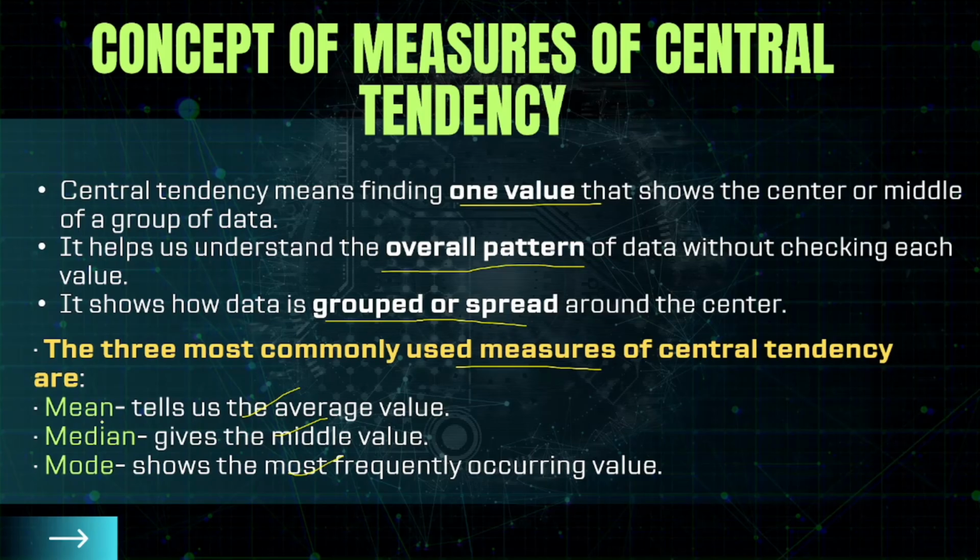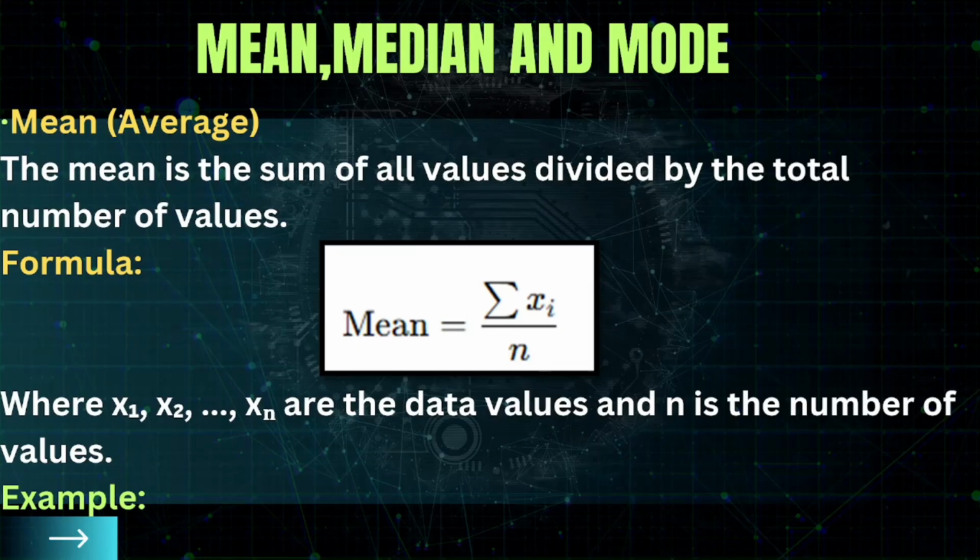So what is the meaning of mean? It tells us the average value. Median gives the middle value, and mode shows the most frequently occurring value. So these are the terms you have to remember now. And what is the meaning of mean? As we discussed, the mean is the sum of all values divided by the total number of values. So what is the formula we will be using? Mean equals sigma xi by n. Here xi is x1 to xn, so these are all the data values, and n is the number of values.